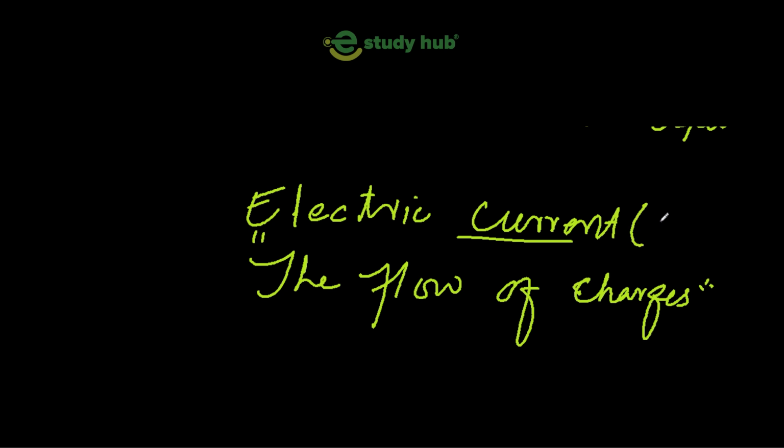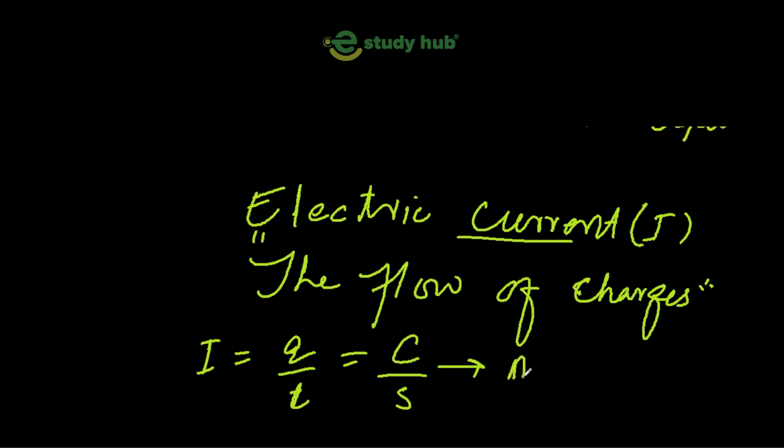Mathematically, the symbol for the electric current is I, and it can be written as I equals Q over T. Q means charge and T means time. If I ask you about the unit of current, the unit of charge is coulomb and the unit of time is second. So coulomb per second is called ampere.